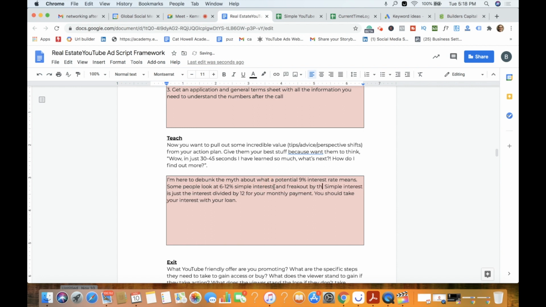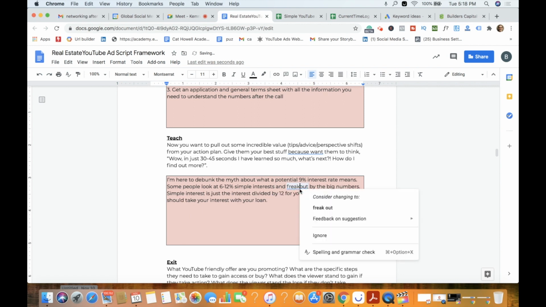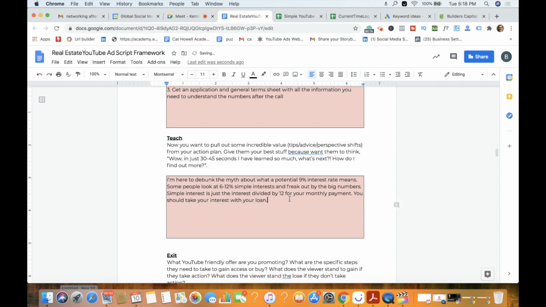Okay. There you go. There's your teach. I'm here to debunk the myth about what a potential 9% interest rate means. Some people look at 6 to 12 simple interest and freak out by the big numbers. Simple interest is just the interest divided by 12 for your monthly payment. You should take your interest with your loan. Someone like me or something like that. Okay, so that's your teach.